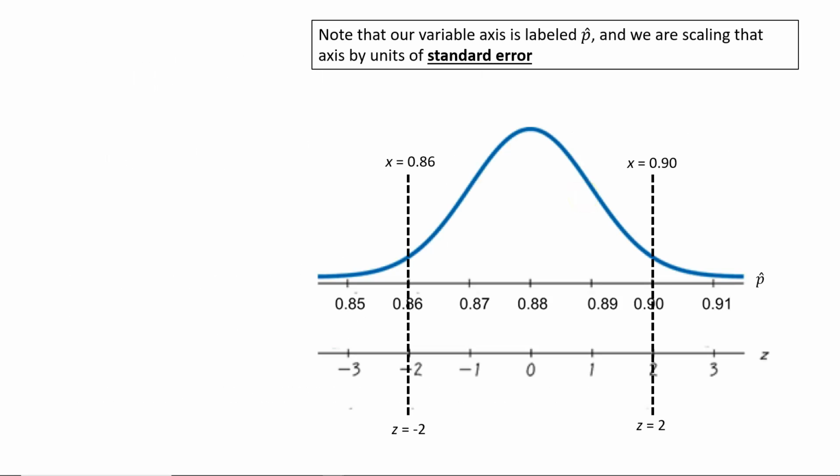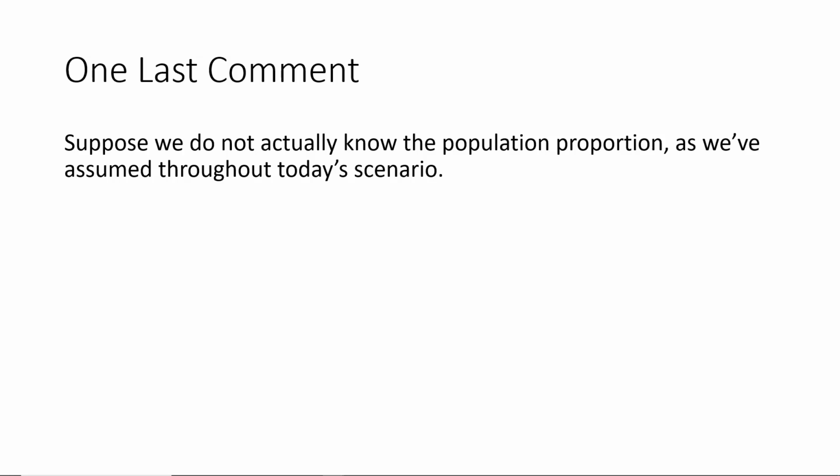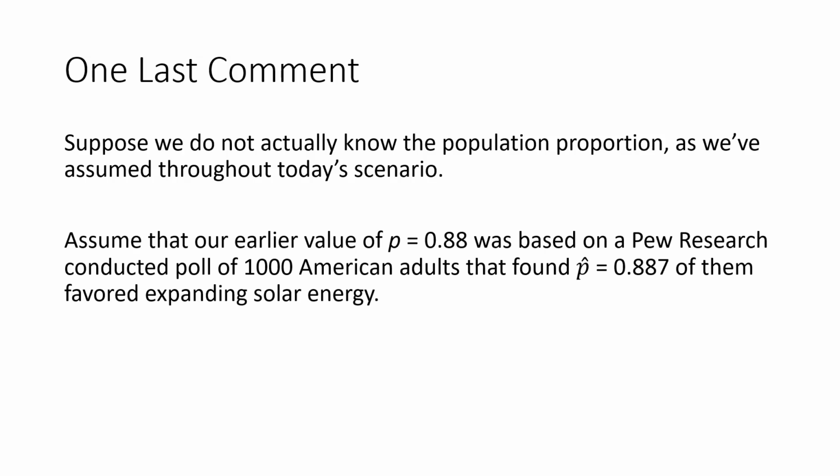Let me go back through to my one last comment that I want to make. Sorry about that. There we go. All right, one last comment. Suppose we do not actually know the population proportion, as we have assumed throughout today's scenario. What do we do in that case if we don't know the actual population proportion for being able to apply the central limit theorem, in other words?